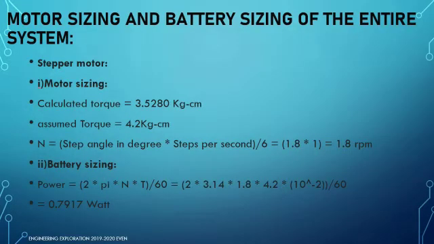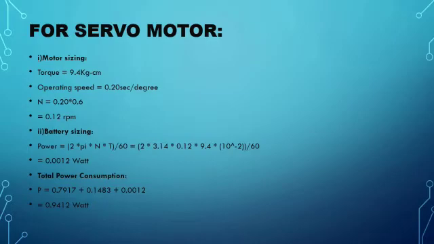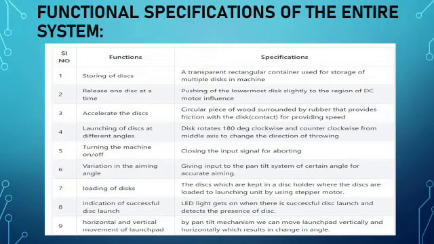Next, we move on to the motor sizing and the battery sizing of the entire system. We calculated the net weight that these motors are going to bear. Using the data, we accordingly found out the torque and the power to run each motor. First we calculated for the stepper motor, then for the DC motor, and at last for the servo motor. These are the functional specifications of our system. These help us understand the data much more easily.